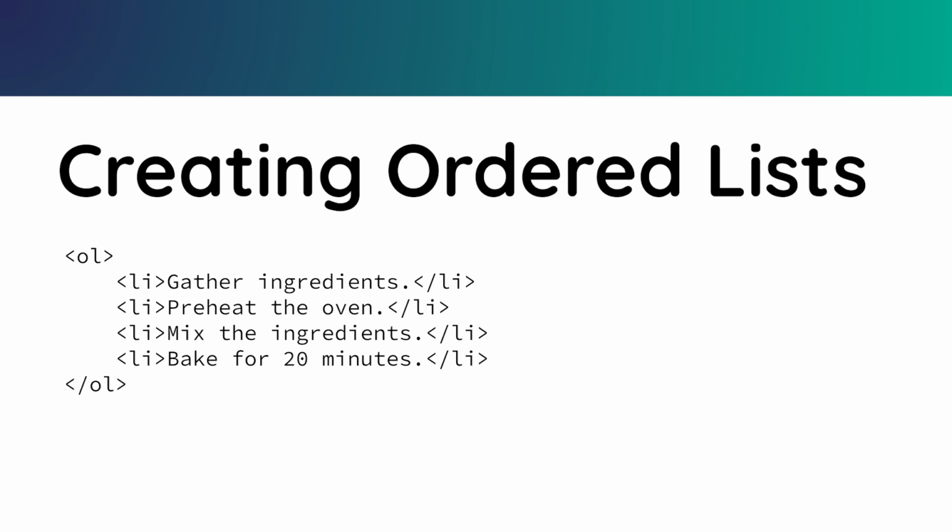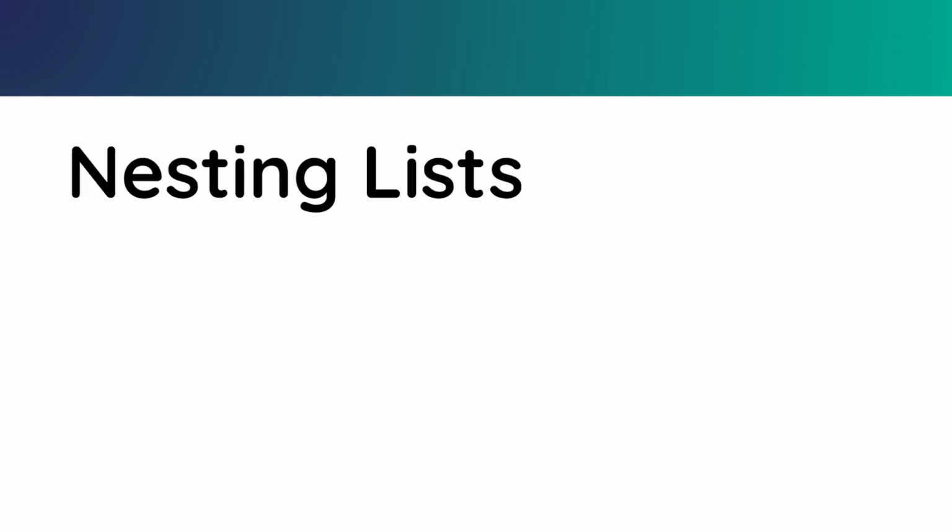Just like with unordered lists, you can style ordered lists using CSS to customize the numbering system or adjust the overall appearance. Lists can also be nested within each other to create sublists. This is particularly useful for organizing complex information or categorizing items. To create a nested list, simply place an unordered or ordered list within a list item. For example, consider a list of groceries that includes categories.